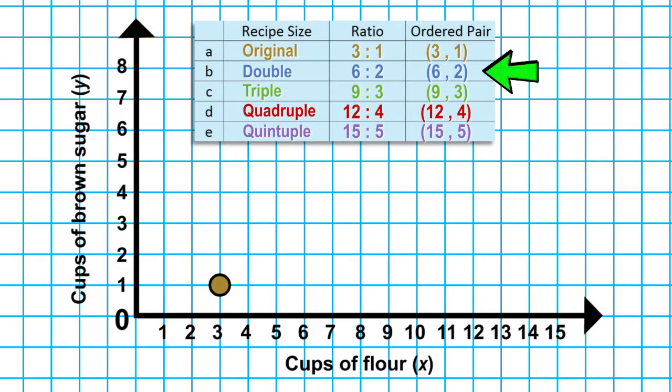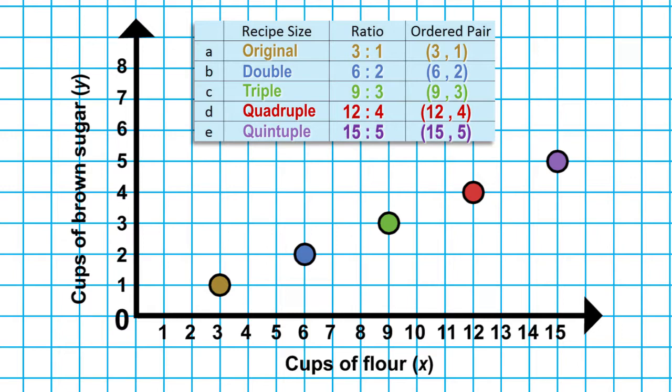Plot the next point, (6, 2). Start at the origin (0, 0), and move out 6 lines along the X-axis and up 2 lines along the Y-axis. Make a point to represent the recipe doubled. Continue plotting the rest of the ordered pairs, which are (9, 3), (12, 4), and (15, 5).